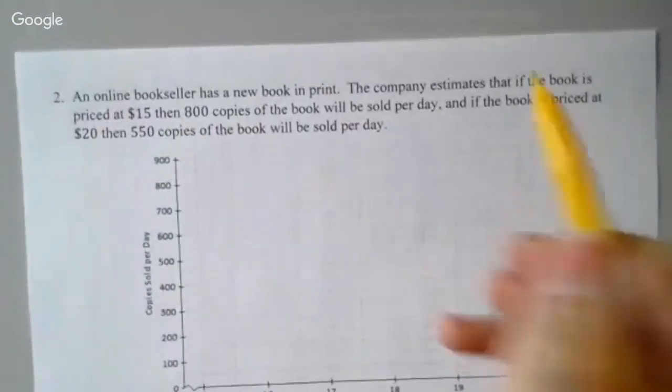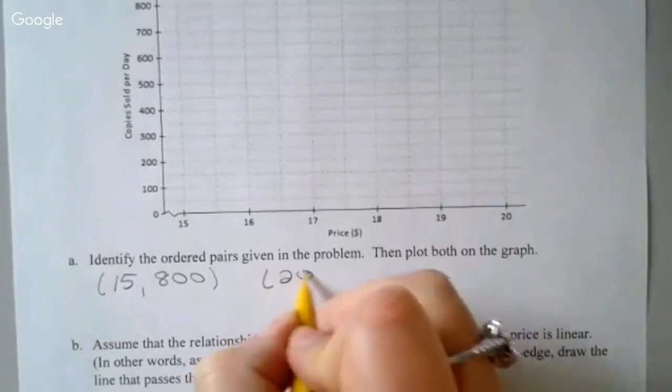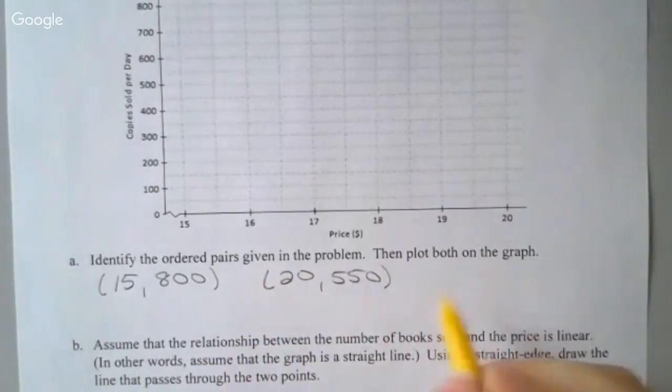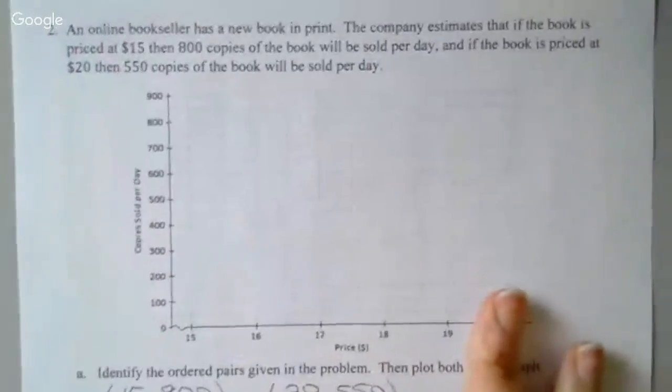Okay. And then I see $20 for 550 copies. So that's 20 and 550. So then they want me to plot them on the graph. So we're going to go up here and take a look.